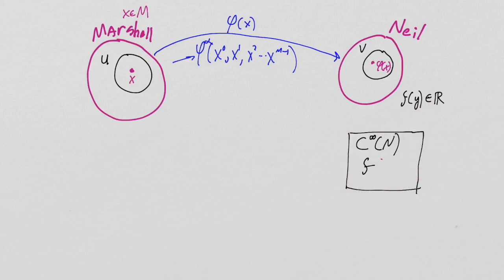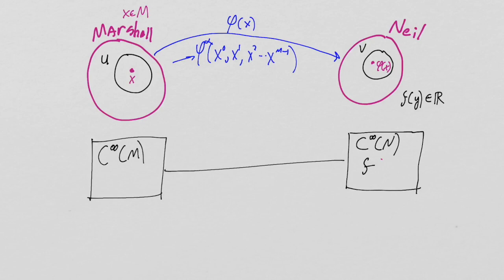Picking one function out would be like adding something new to the problem. We're going to pick an arbitrary function on Neal, which means we're dipping into this set of infinitely differentiable functions on Neal. So the question is, can we map this set to the set of all infinitely differentiable functions on Marshall? Is there a mapping that connects these two sets? And the answer is, yeah, there's a pretty obvious mapping that connects these two sets. It's called composition.